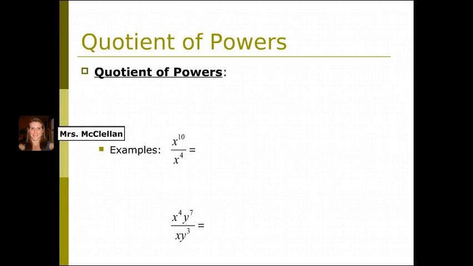Now we are going to look at what we do when we have quotients of powers. Quotient means to divide. When we multiplied powers, we added their exponents. So now, when we divide powers, our rule is that you subtract exponents of the like bases, or the same bases.